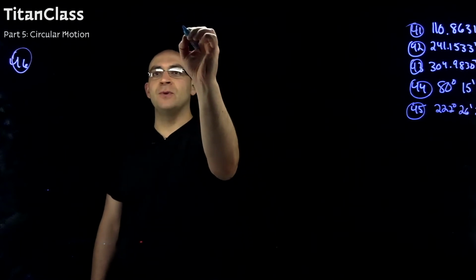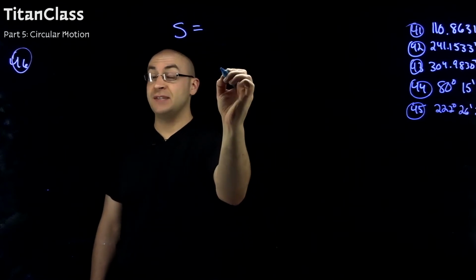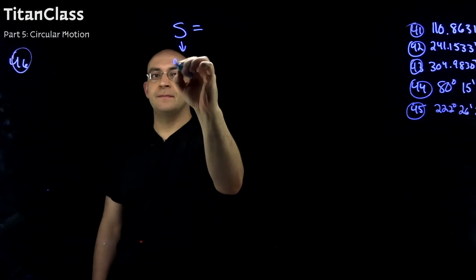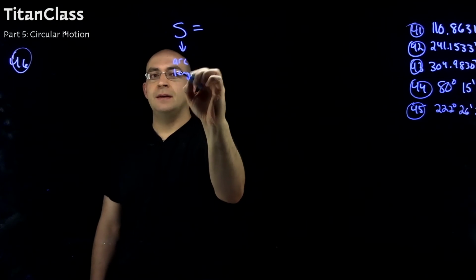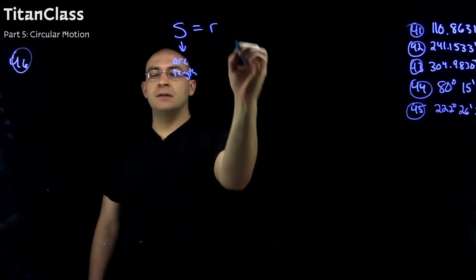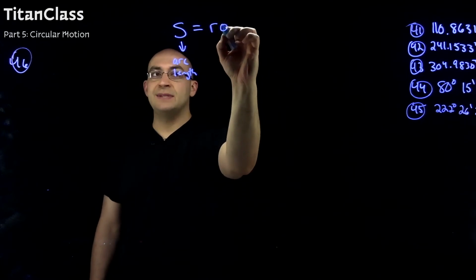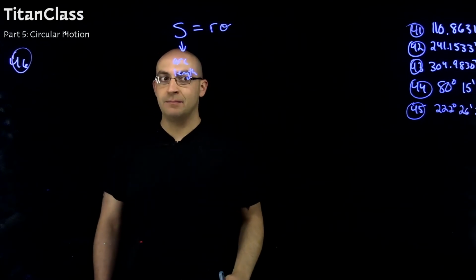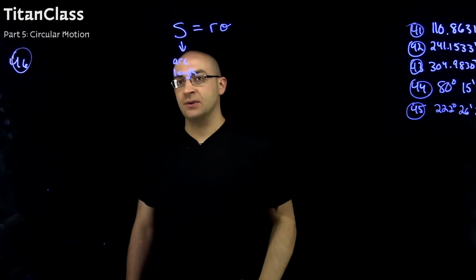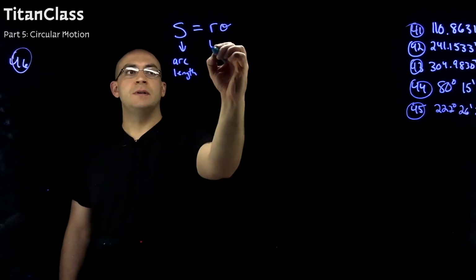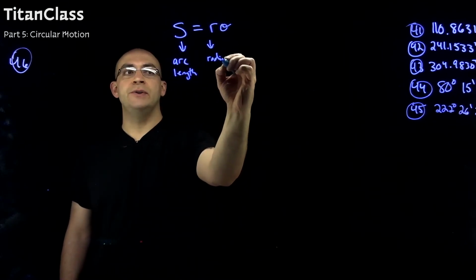So the new school formula is S, which stands for arc length, is going to equal R, which is the radius of the circle, times theta, which is the angular measurement or angle of that circle that it opens up to. So we have a couple of things here. This is our new formula.